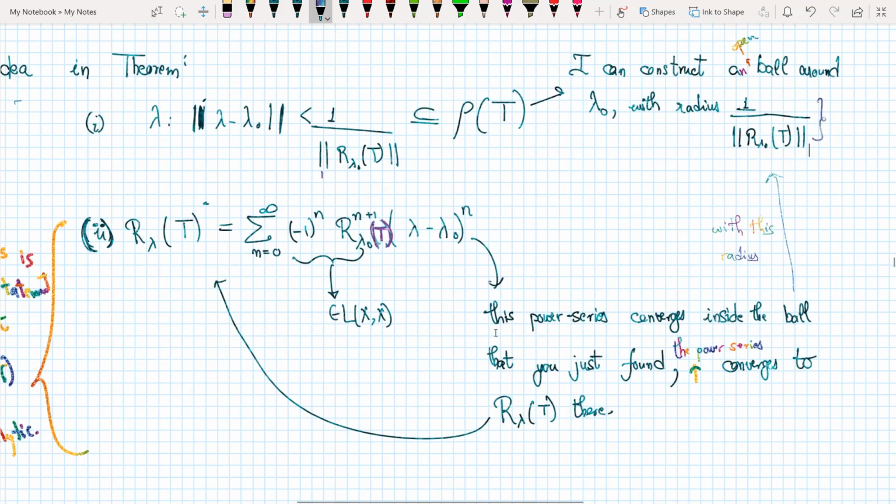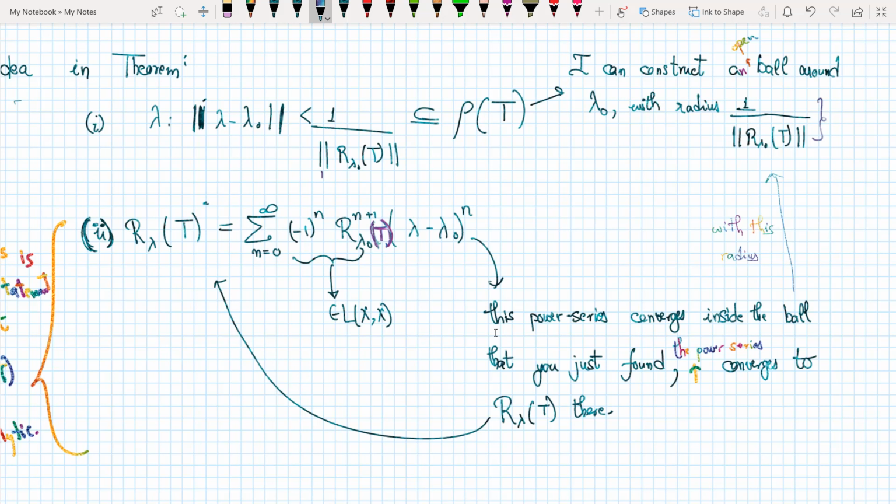And second, I'm saying that this power series, so I write R(lambda, T) is equal to the summation from n equals 0 to infinity of (-1) to the power n, R(lambda naught, T) to the power n plus 1, times (lambda minus lambda naught) to the power n.